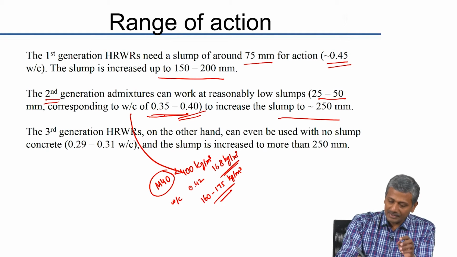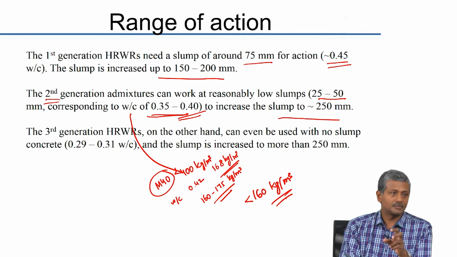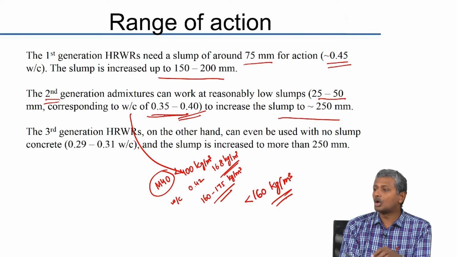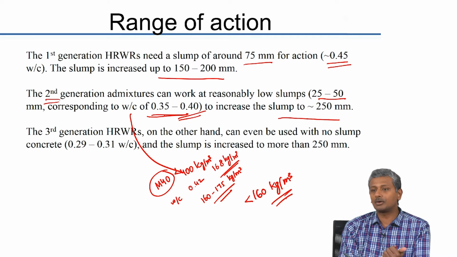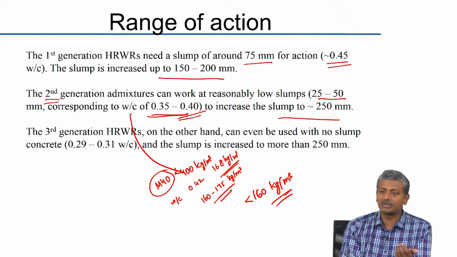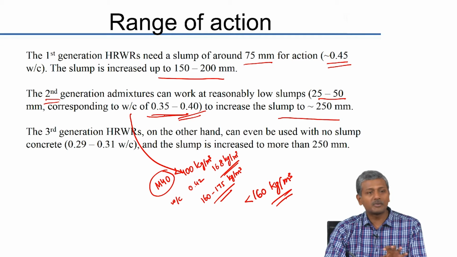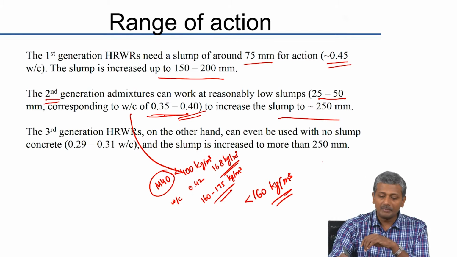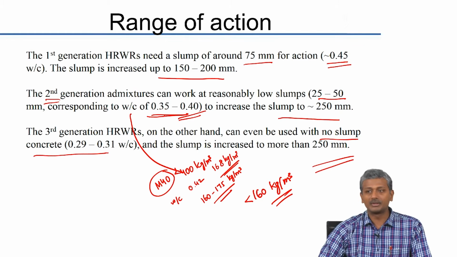When you come to less than 160 kilogram per cubic meter of water, the effectiveness of the SNF can be questionable. It may require a lot of SNF to make the concrete work, and if you add too much SNF, invariably the concrete will get retarded severely. It will not set for the first day or maybe even 2-3 days, if you have very large quantities of SNF added. So, if you are less than 160, the admixtures that will work most effectively are your PCEs, which can actually work with no slump concrete, that means at very low water cement ratios, and you can enhance the slump to more than 250 millimeter.